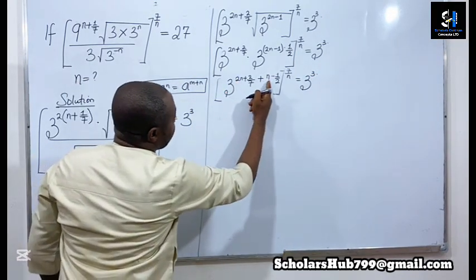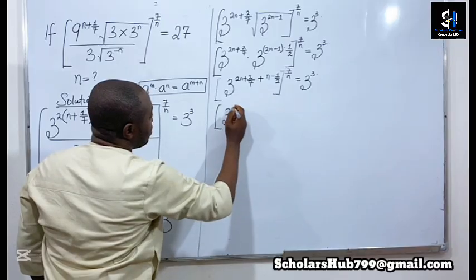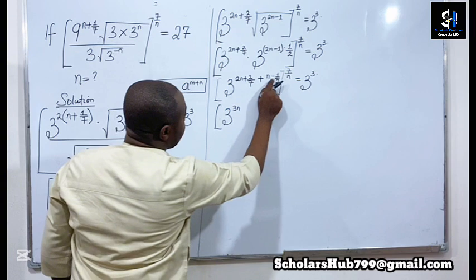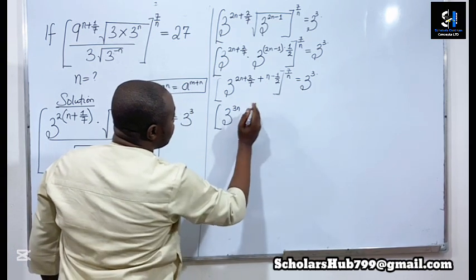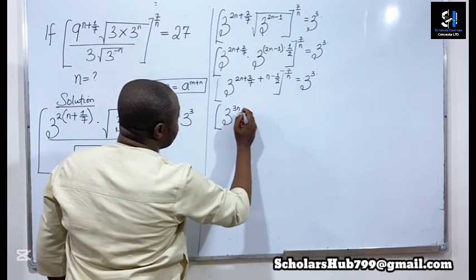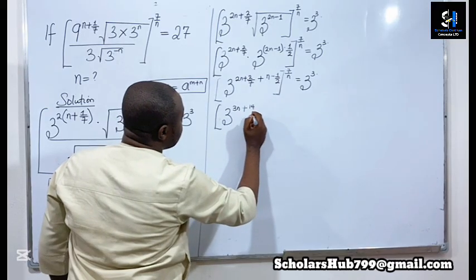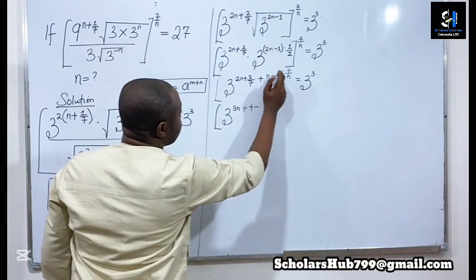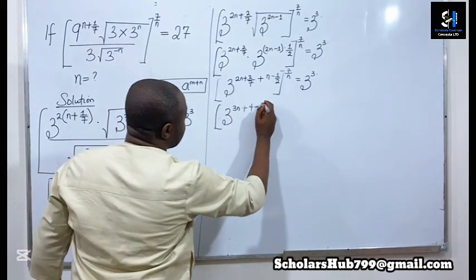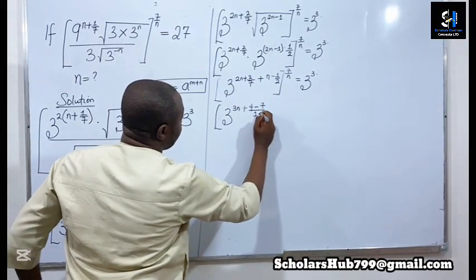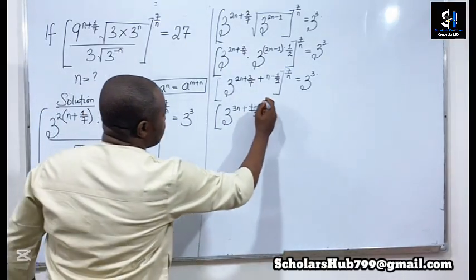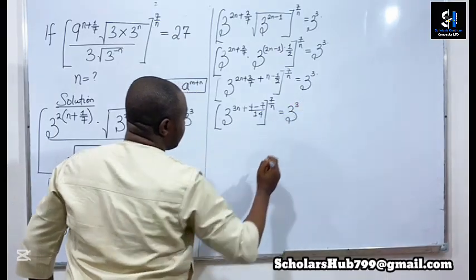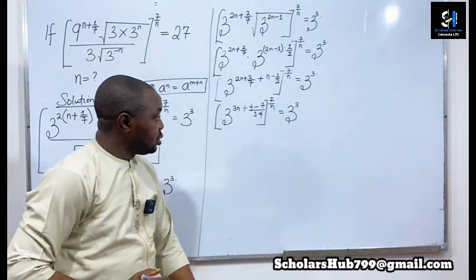Now 2n plus n, that will be 3n. So this will be 3 raised to the power of 3n. Then we have 2 over 7 minus 1 over 2. That's going to be 2 times 2, that will be 4, 7 times 1, that will be negative 7, divided by 14. Then raised to the power of 7 over n equals 3 raised to the power of 3.